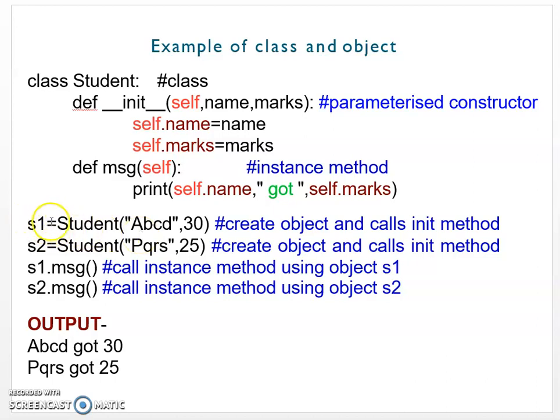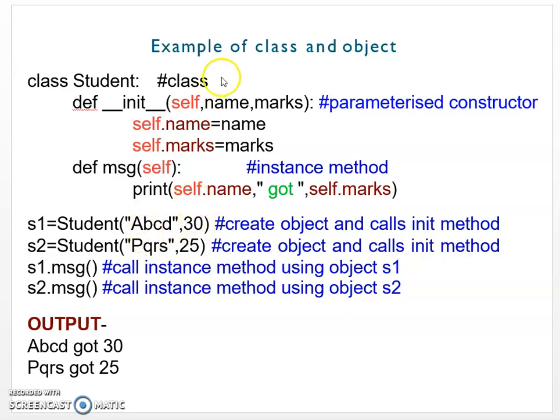By writing this statement, it will directly call the init method. There is no need to make a special call to the init method. Whenever we are creating the object, at that time it will call the init method compulsorily, by default. So here I am passing two parameters to the init method, that is ABCD and 30.